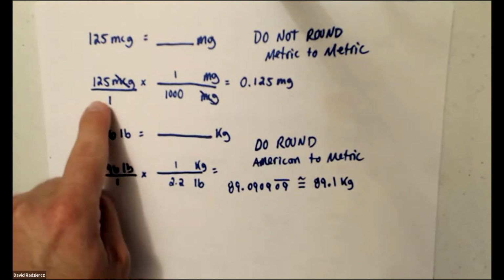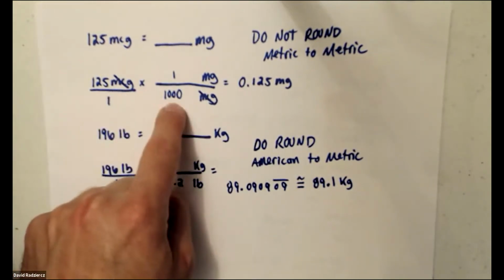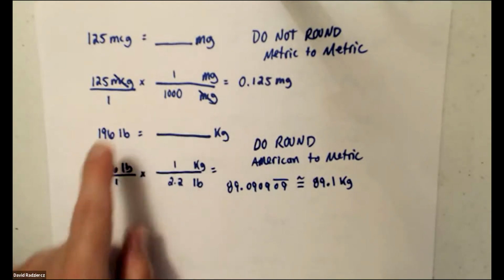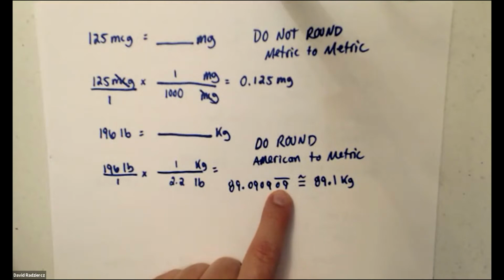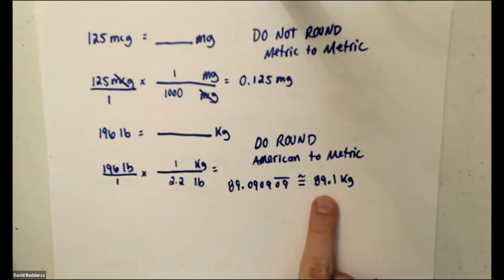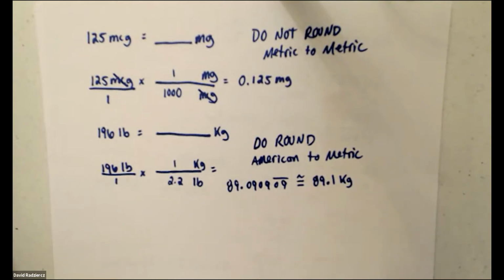So again, basic metric to metric conversions, no rounding. Pounds to kilograms, round, if you need to. You don't always have to round, because sometimes the answer ends at the 10th place, or sometimes it ends as a whole number, and so you don't have to round. Just depends on if it's there.